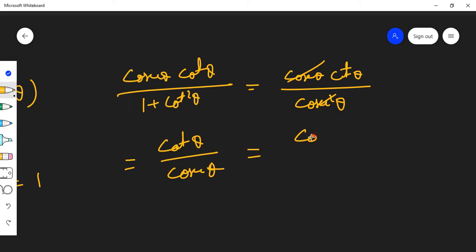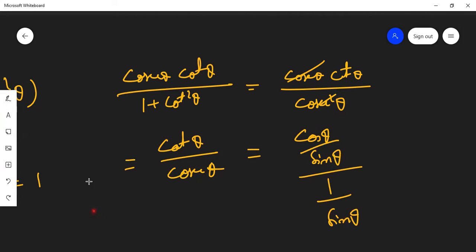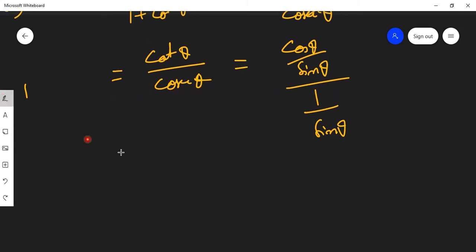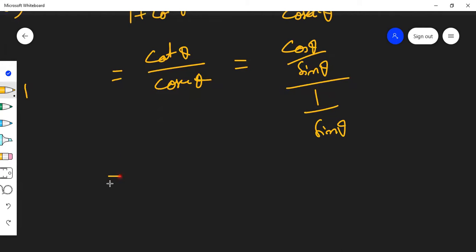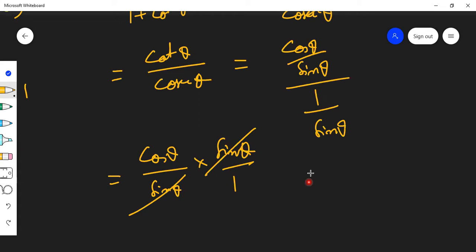Cot is cos theta by sin theta, divided by cosec, which is 1 over sin theta. This can be written as cos by sin into sin by cos. This is equal to cos theta divided by sin theta into sin theta divided by 1. This sin theta gets cancelled. Our answer is cos theta, right? Cos theta is the answer.